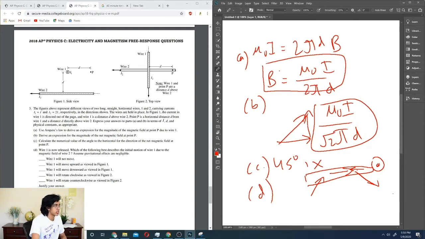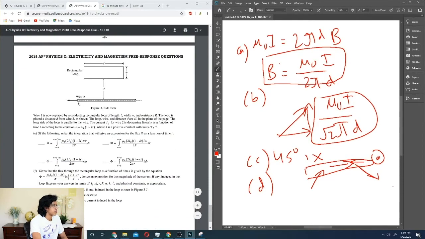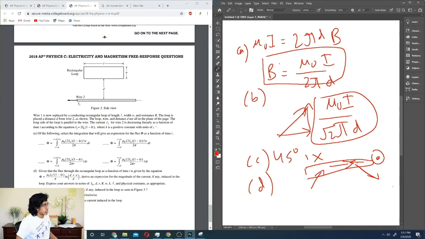Okay, makes sense. Is there any more? Okay, so wire 1 is now replaced by a conducting rectangular loop. The loop is placed at distance d, and then the current is decreased linearly. I do not know if I have space, but basically you want to integrate from closer to higher, right? Because at any distance from the wire, the magnetic field is all the same.